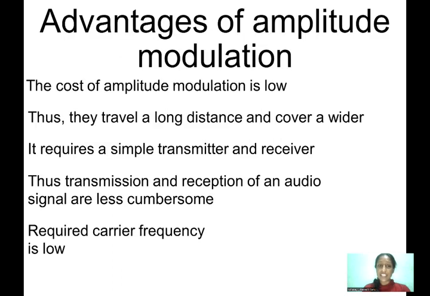Next, let us see the advantages of amplitude modulation. The cost of amplitude modulation is low. The signals travel a long distance and cover a wider area. It requires a simple transmitter and receiver. Transmission and reception of audio signals are less complex. The required carrier frequency is low.